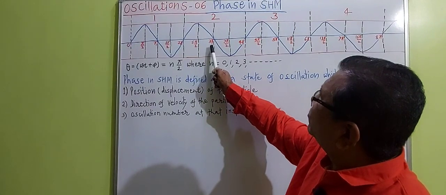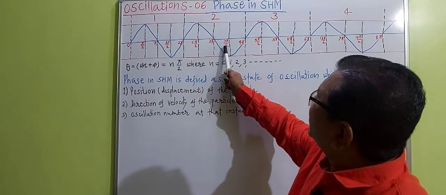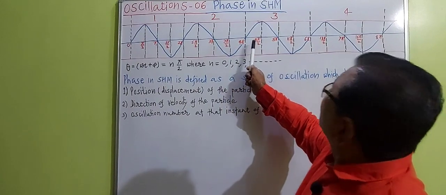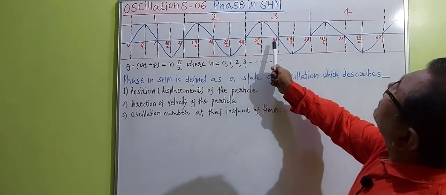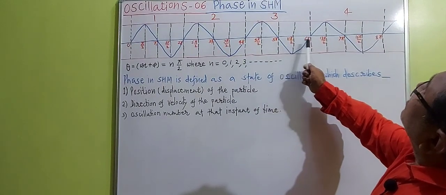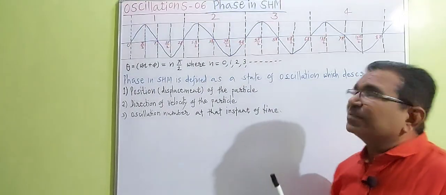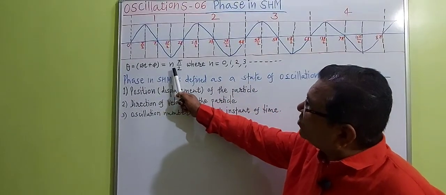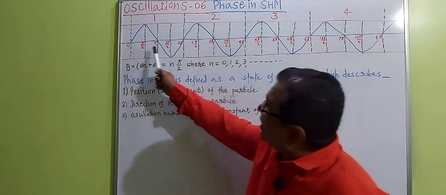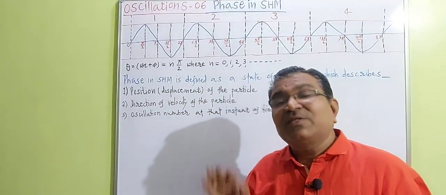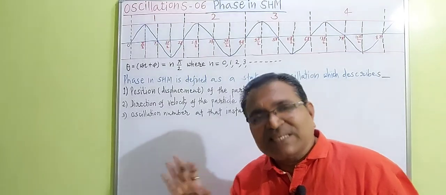6 pi by 2, we get 3 pi. 7 pi by 2. 8 pi by 2, we get 4 pi. 9 pi by 2. 10 pi by 2, we get 5 pi. 11 pi by 2. 12 pi by 2, we get 6 pi. Like this. So by making use of this formula, we can gradually write the phase angle without any mistake.